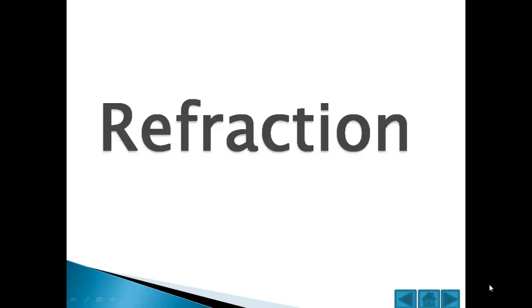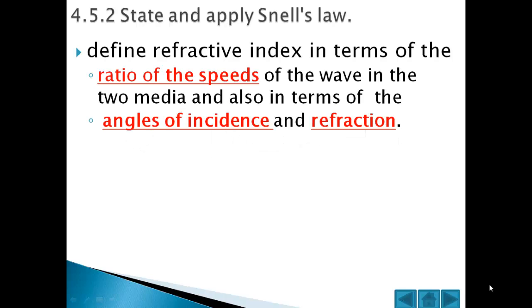After we have looked at reflection, we need to look at refraction. State and apply Snell's law. We have to define the refractive index in terms of the ratio of the speeds of the wave in the two media, and also in terms of the angles of incidence and refraction. It's also defined in terms of the ratio of the wavelengths.